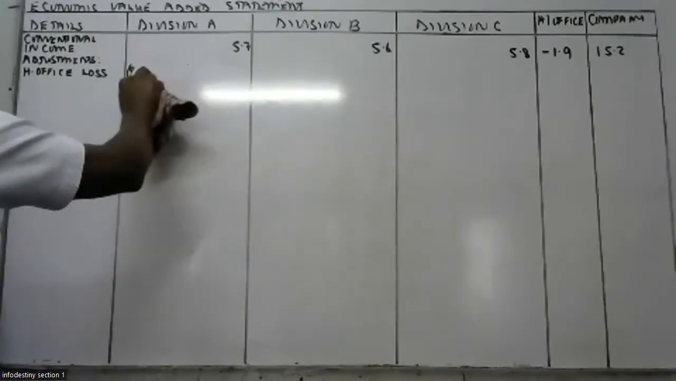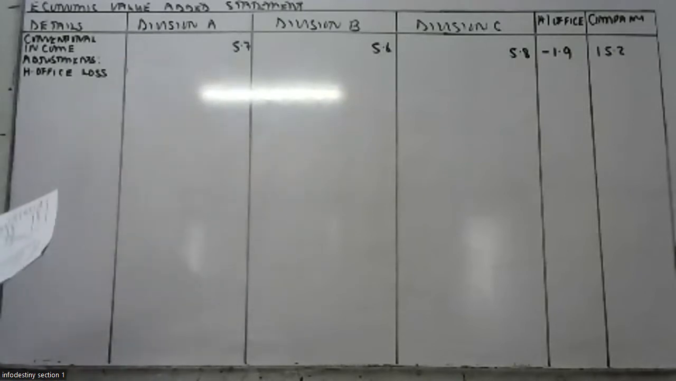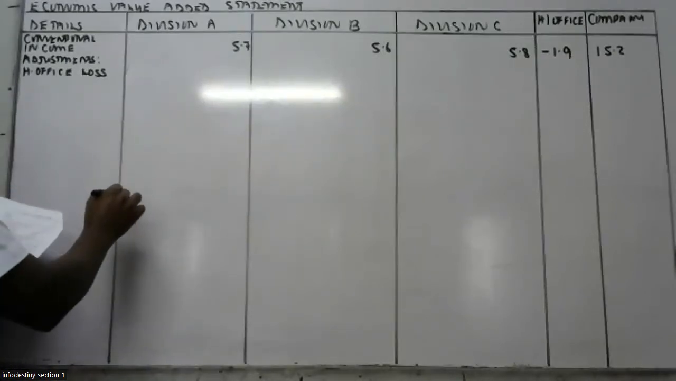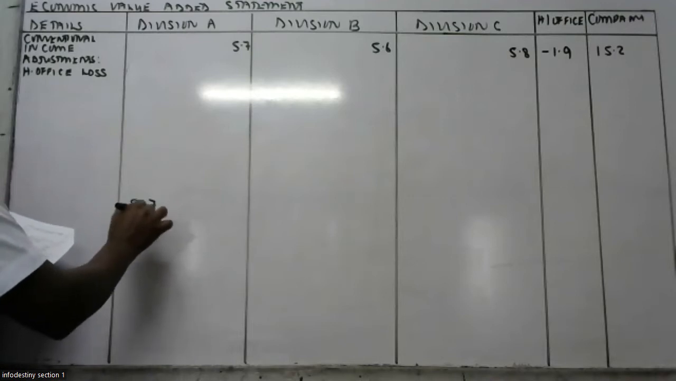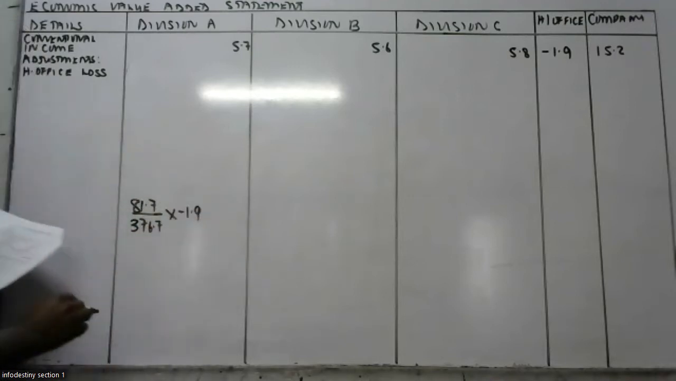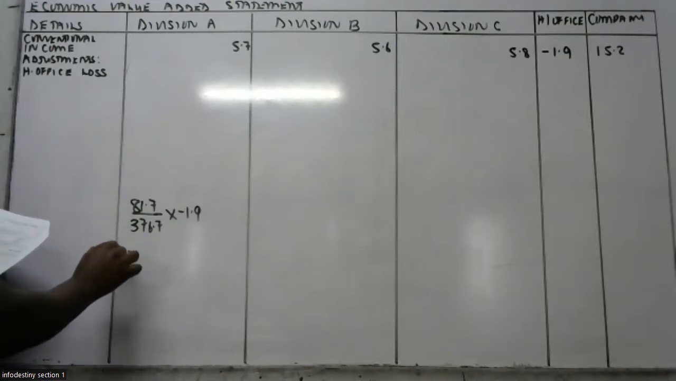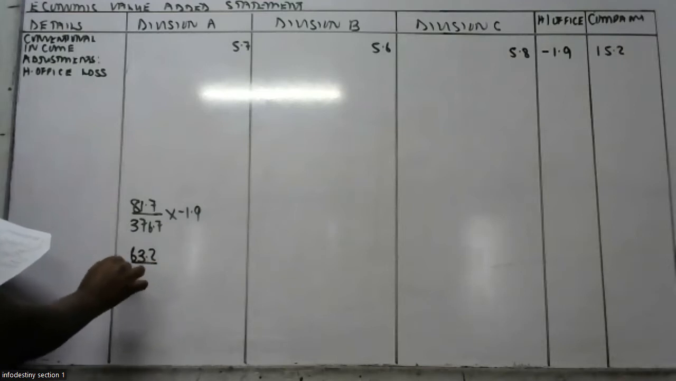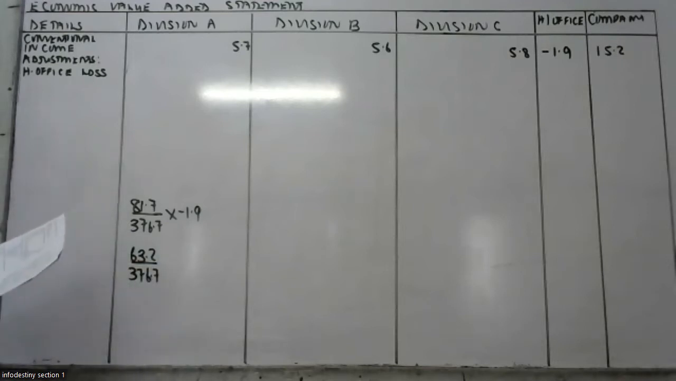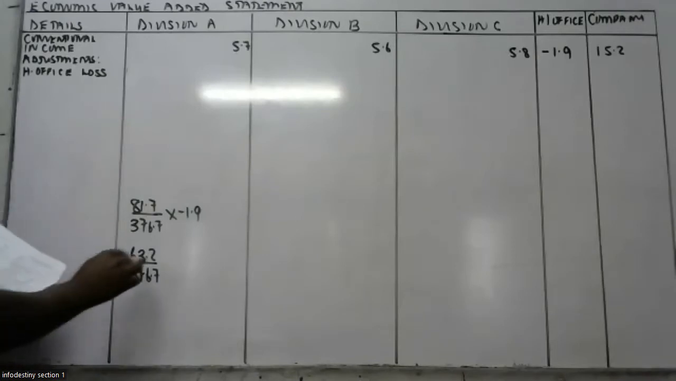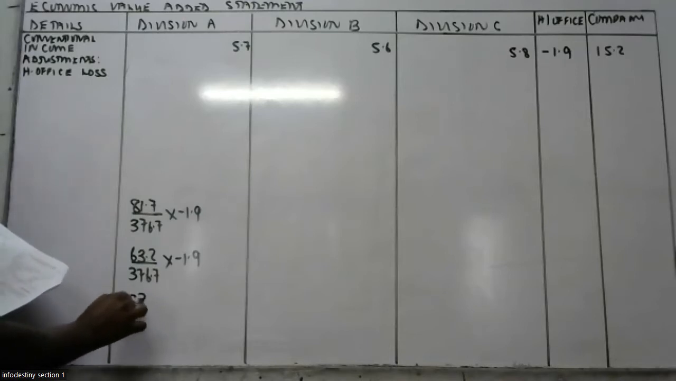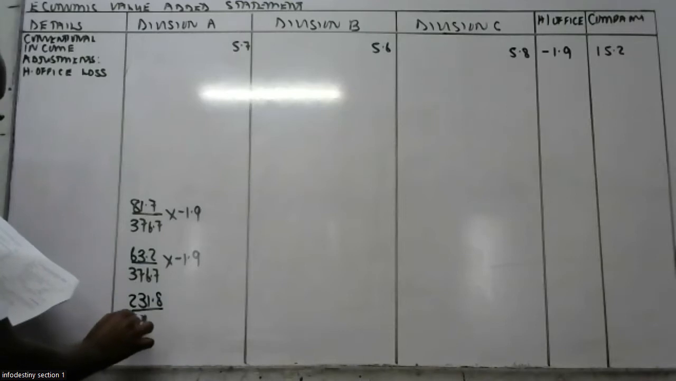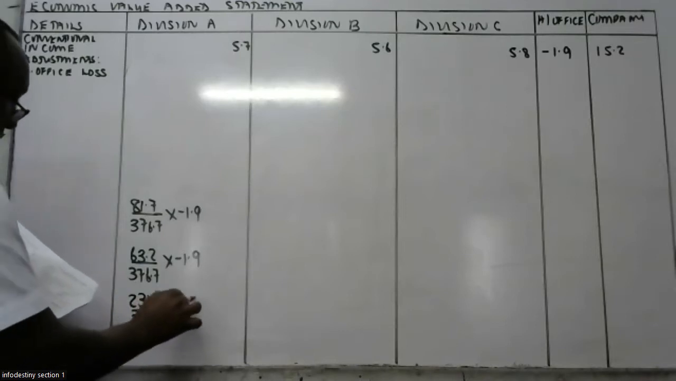So I'm simply saying it is going to be 81.7 divided by 376.7 times minus 1.9. The next one is going to be 63.2 out of 376.7. We are answering the question that is on page 15 and 16. That is question number 5. Multiplied by minus 1.9. And then to that 1.8, you divide by 376.7 times minus 1.9.